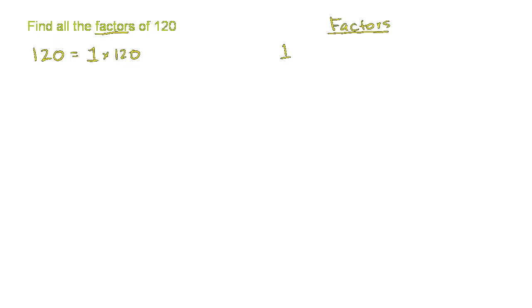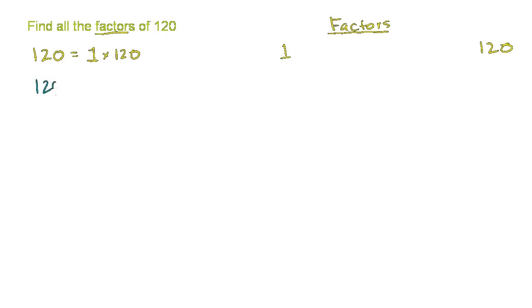You can't have something larger than 120 dividing evenly into 120. 121 will not go into 120. So the largest factor on our factors list is going to be 120. Now let's think about others. Let's think about whether 2 is divisible into 120.